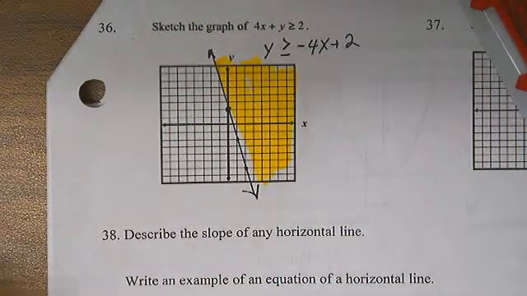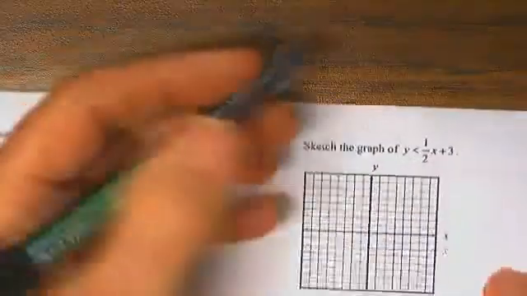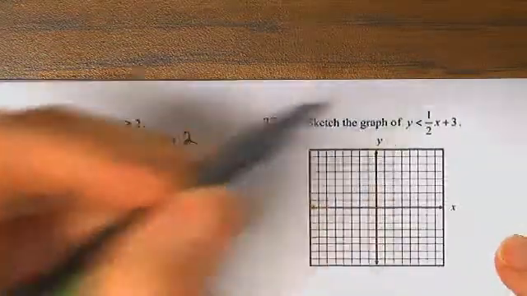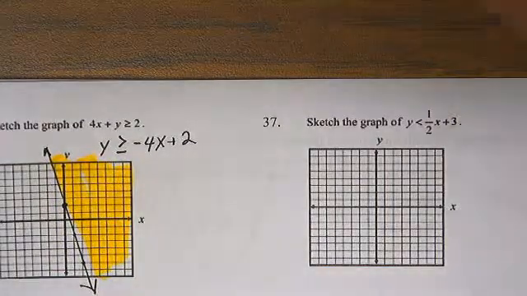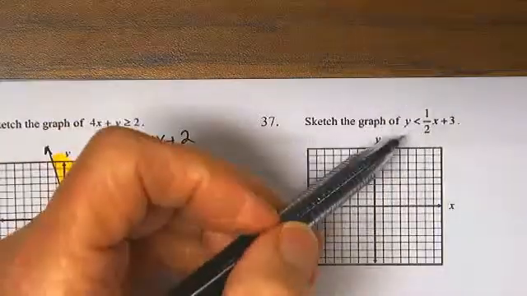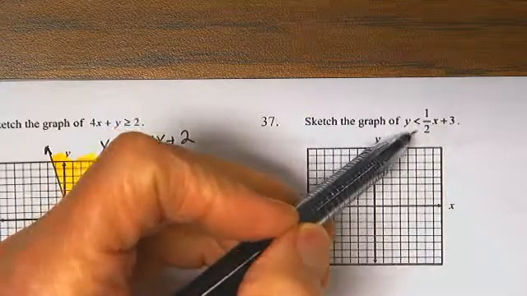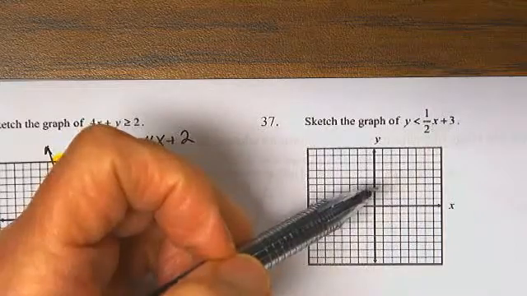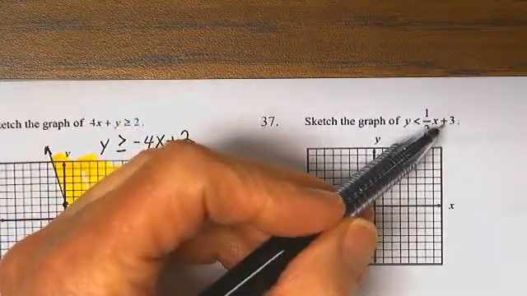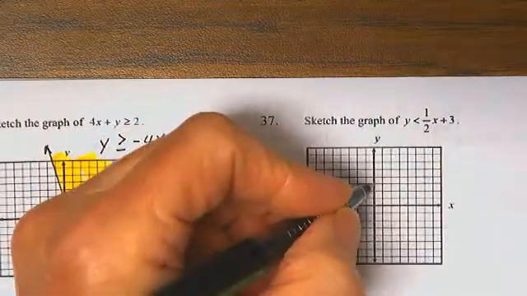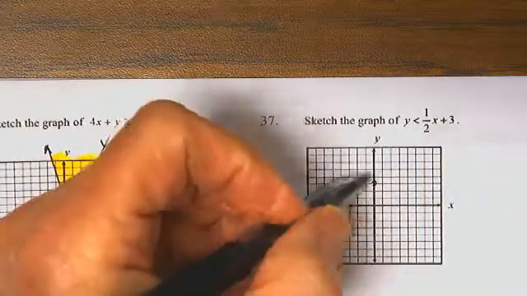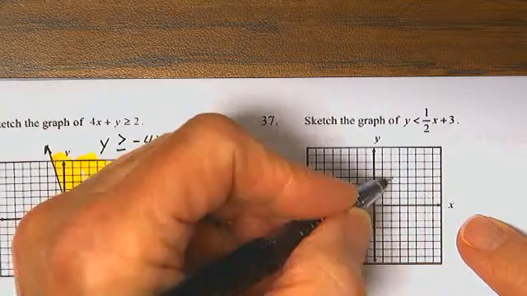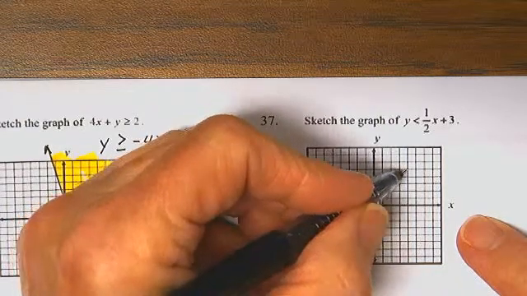Next problem, 37. Sketch the graph of y less than 1/2 x plus 3. Well, it's already in slope-intercept form. Do I use a solid line or a dotted line? I use a dotted line because y cannot be equal to this value. Plus 3 is my y-intercept. 1/2 is my slope. Up 1 over 2. Up 1 over 2.